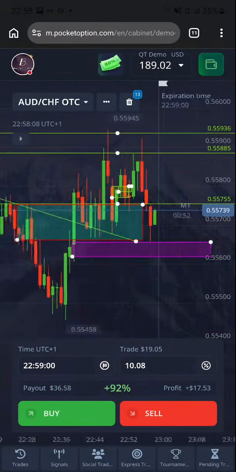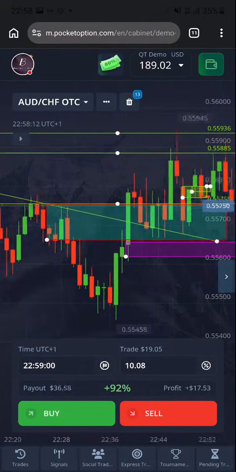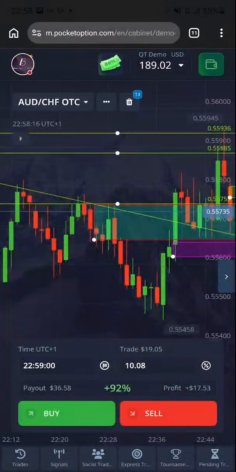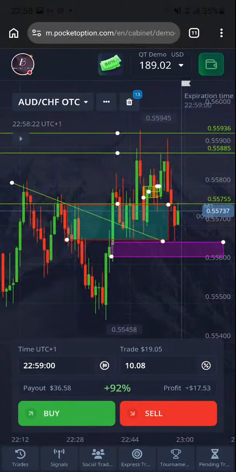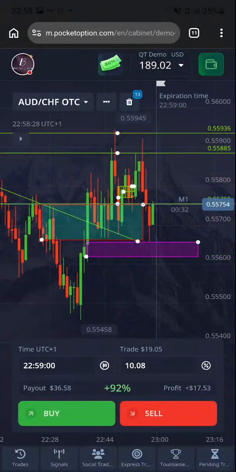Now this entry was from this decision point. There's this strategy called decision point strategy. I'm not going to explain that right now. But those who I've explained to before will understand.